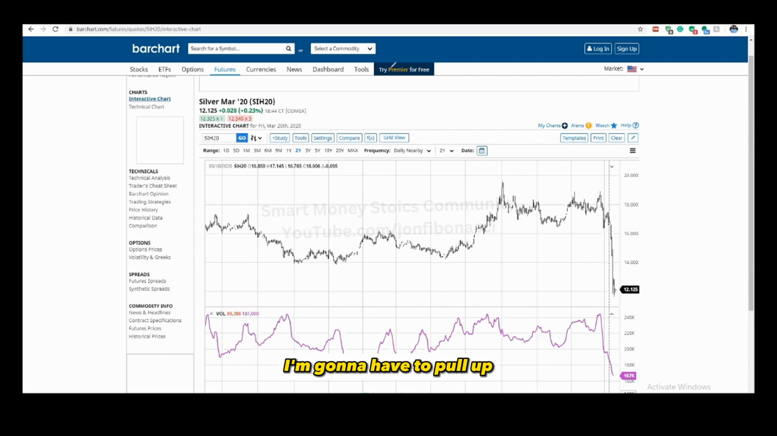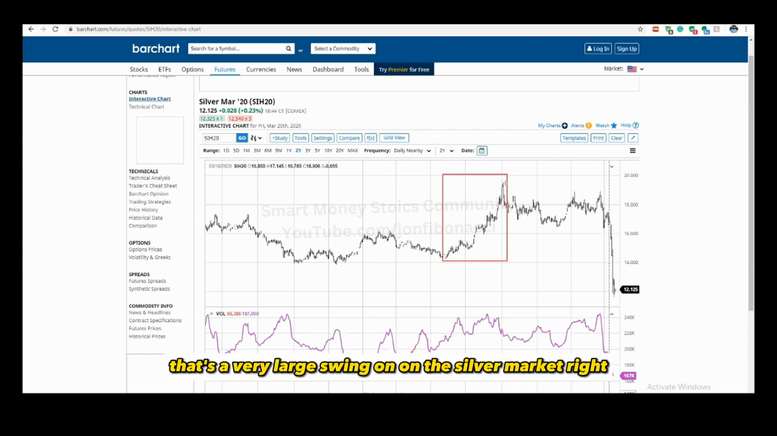I'm going to have to pull up the box tool. Okay. So this is what I want you to look at. I want you to notice the low that was set. Oh, that's not a box tool. That's a line. Sorry about that. What I want you to look at is this price action right in here, right? We had a low set at a little bit above 14, and we had a high set near 19, right? That's a very large swing on the silver market, right? That's a lot of pips.